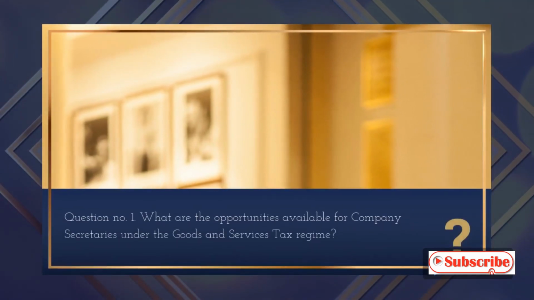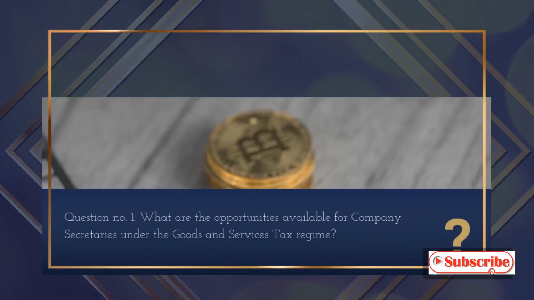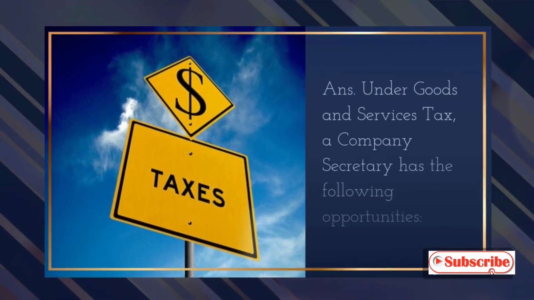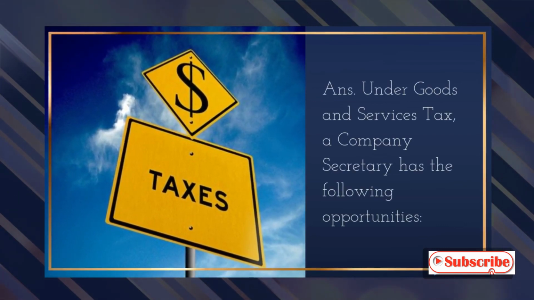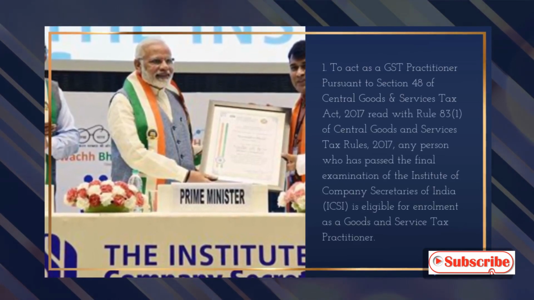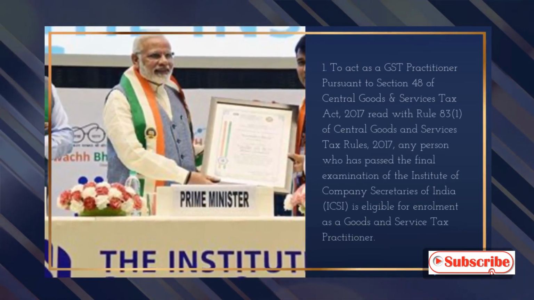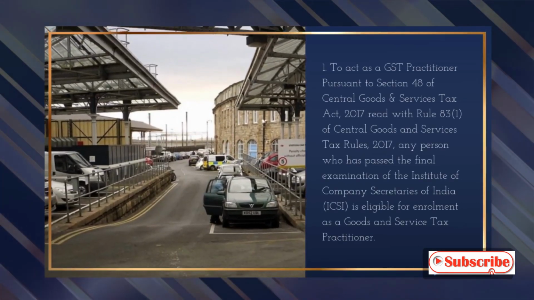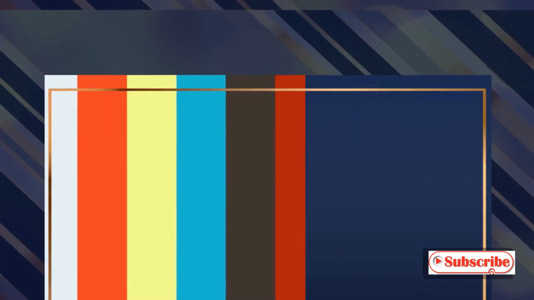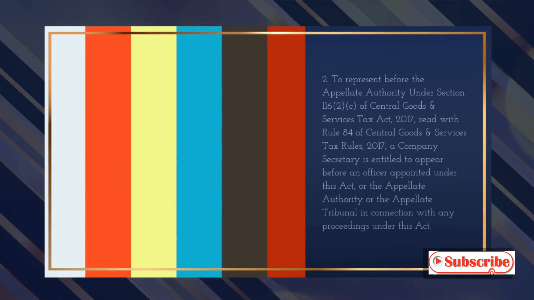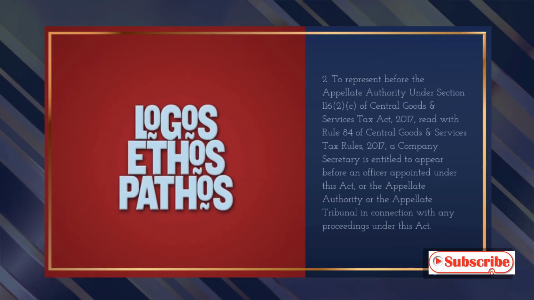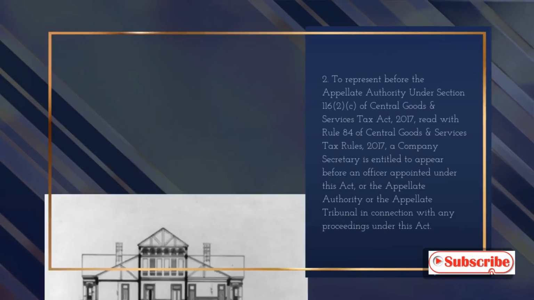Question 1. What are the opportunities available for company secretaries under the goods and services tax regime? Answer. Under goods and services tax, a company secretary has the following opportunities. 1. Any person who has passed the final examination of the Institute of Company Secretaries of India, ICSI, is eligible for enrollment as a goods and service tax practitioner. 2. A company secretary is entitled to appear before an officer appointed under this Act, or the appellate authority or the appellate tribunal in connection with any proceedings under this Act.